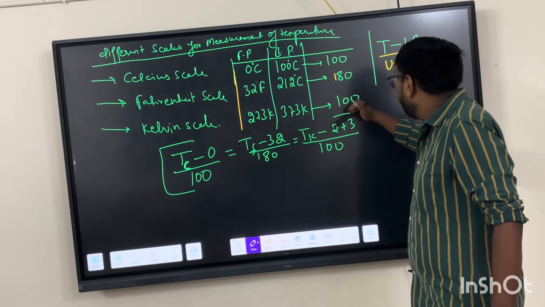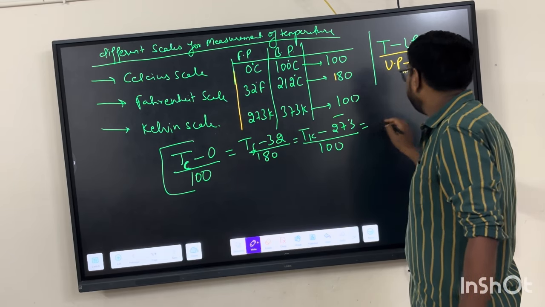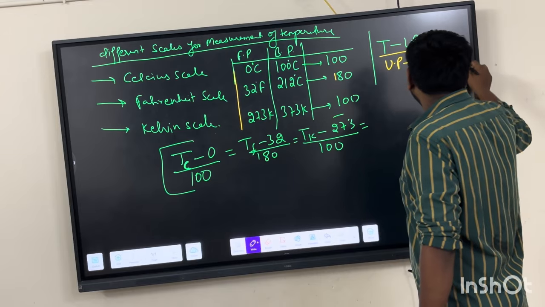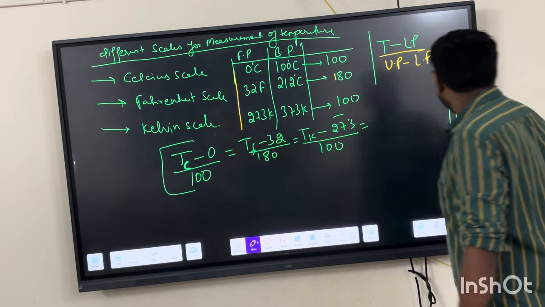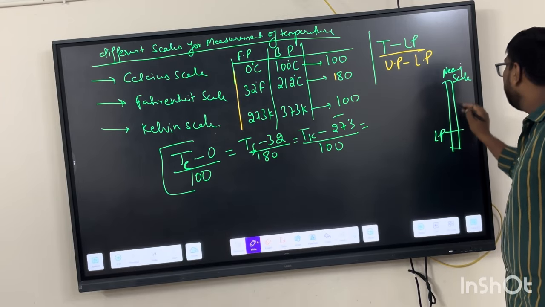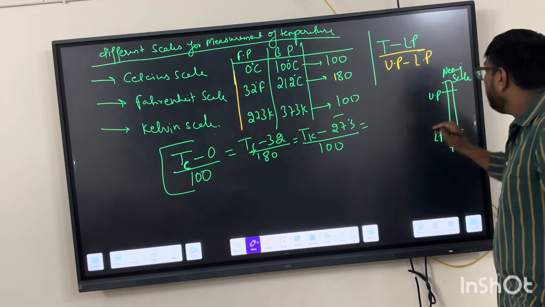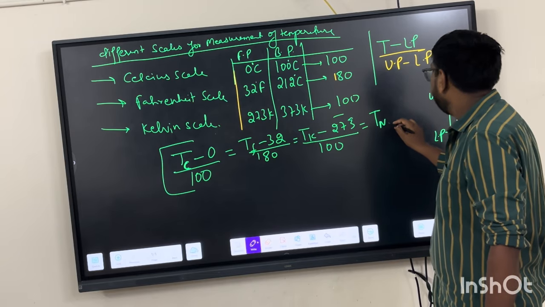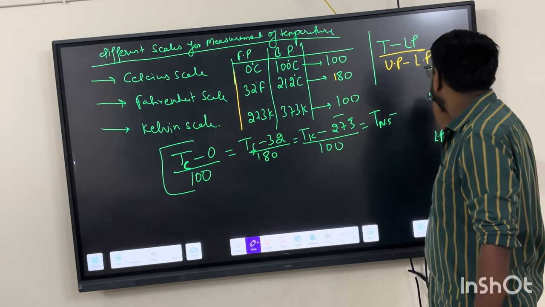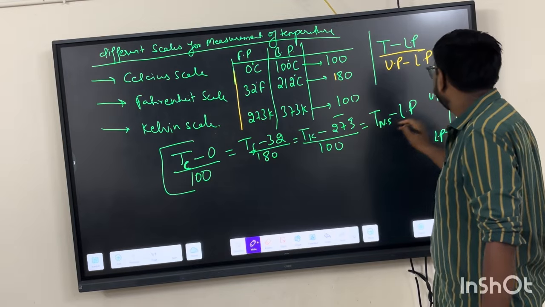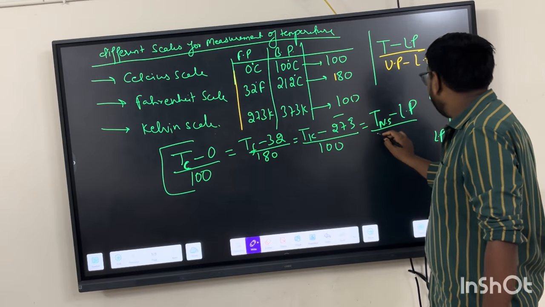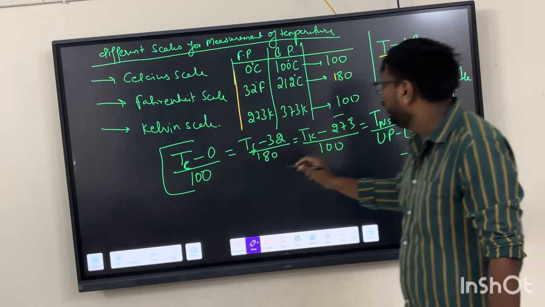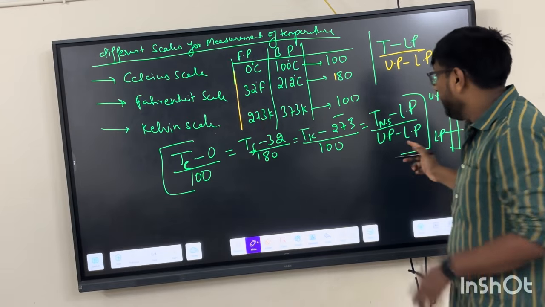If I make my own scale, for example, a scale with my name, the Neeraj scale, then for me the lower point is something, LP, and the upper point is something, UP. Then we can write this relation as the temperature in the Neeraj scale minus my lower point, divided by my scale's upper point minus lower point. So if you know this, then you can solve any problem generally.